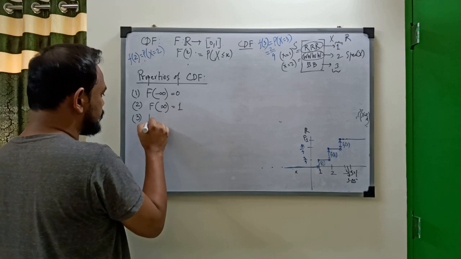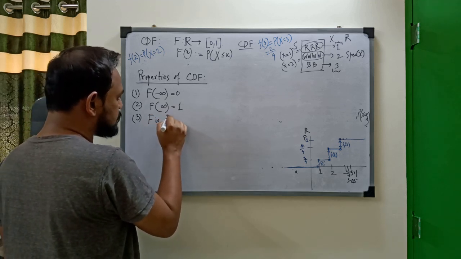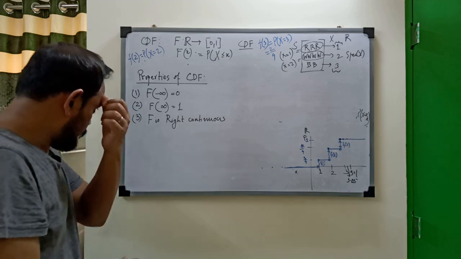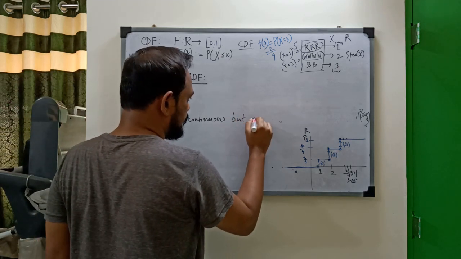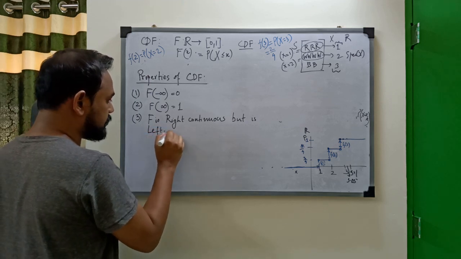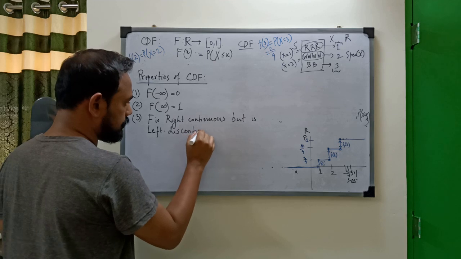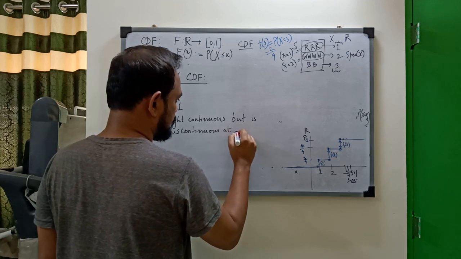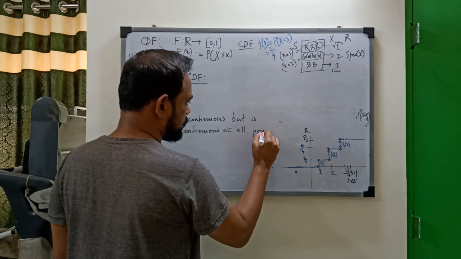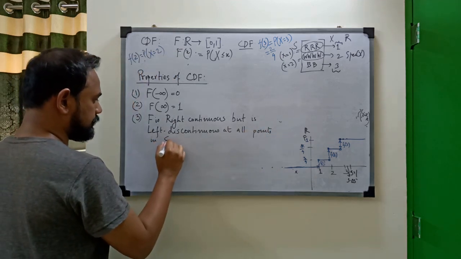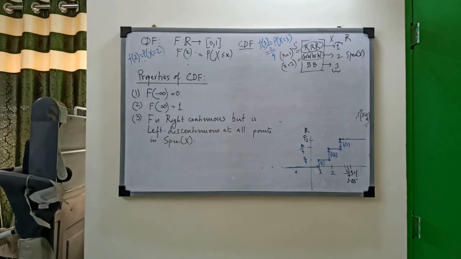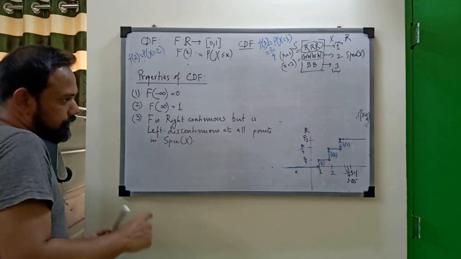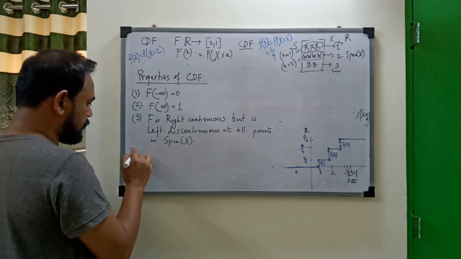F is right continuous at all points, but is left discontinuous at all points in the spectrum of X. And I've just told you the value of the jump, or the measure of the discontinuity, so to speak. Let's just write that down.